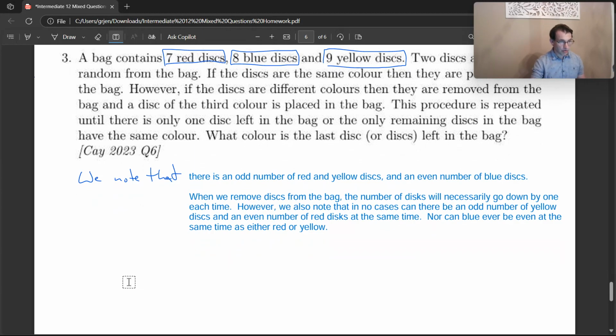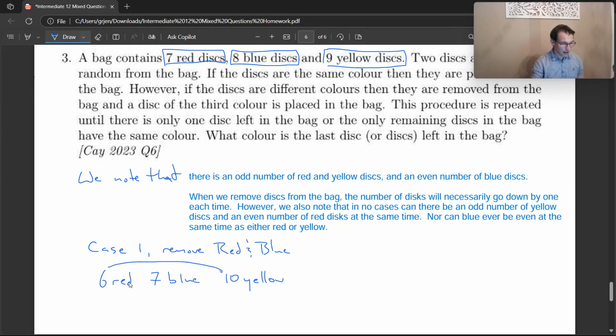Okay? So if you were stuck about that, then figure out how to prove that. So we can do that in cases. Case 1. Red and blue. So if we remove a red and blue, they're both taken out. So we now have 6 red, 7 blue, and then we add a yellow, 10 yellow. Okay? And notice, even, odd, even. Okay? Let's do case 2.